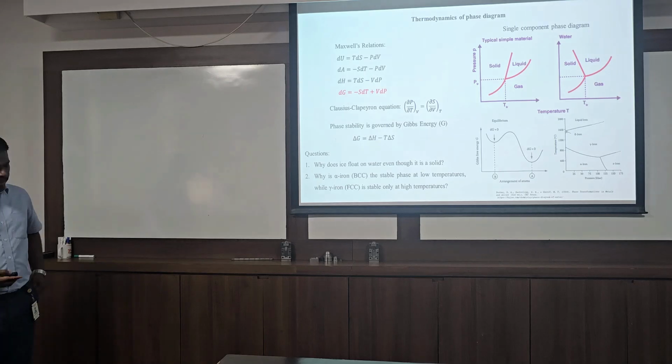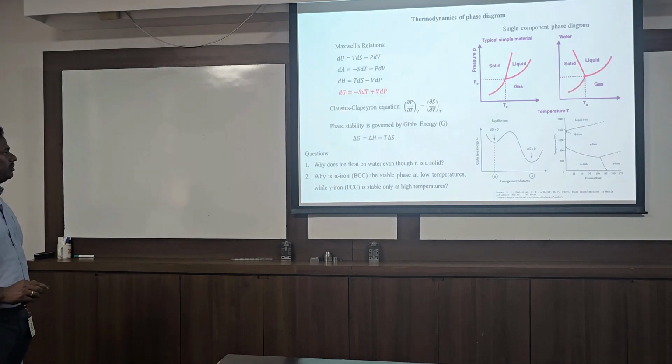That can be easily shown mathematically with the Clausius-Clapeyron equation. We know that the change in Gibbs free energy is minus S dT plus V dP. At any phase boundary, the change in Gibbs free energy is 0. When you take it as 0 and rearrange, we get this expression, where with a change in temperature, you see how the pressure will change. Or the other way around, when you apply pressure, how the melting point will change at the phase boundary. So that you can write.